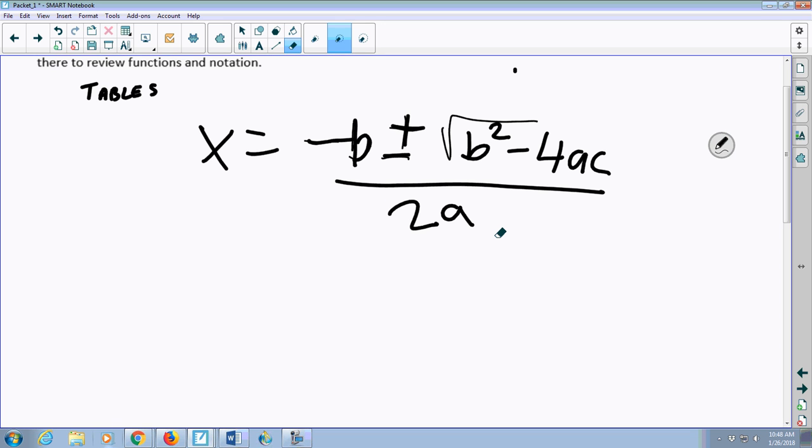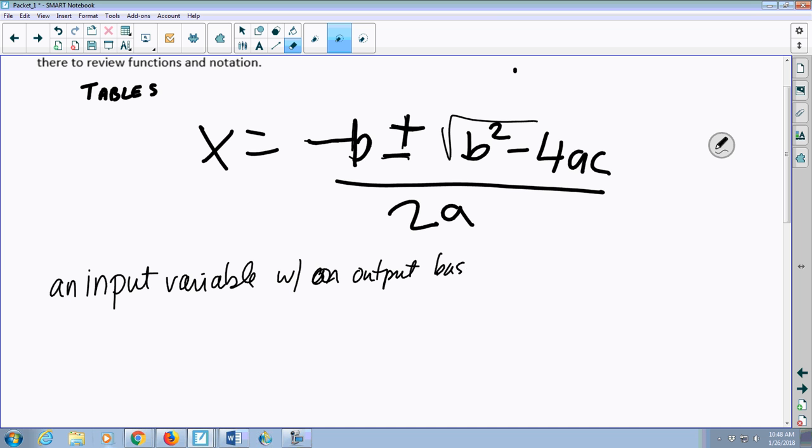Recorder from the first table? Anything about functions? So you have an input variable with an output based on that variable, okay? Based on that input variable. Okay, good. All right. Table 2.